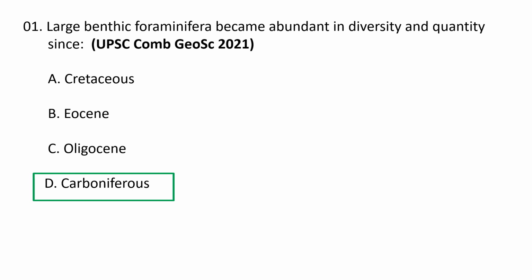The study of living larger foraminifera shows that they occur abundantly in the shelf regions of most tropical and subtropical shallow marine and especially carbonate-rich environments. Indeed, they seem to have done so ever since the first larger foraminifera emerged during the Carboniferous period. So, large benthic foraminifera became abundant in diversity and quantity since the Carboniferous.